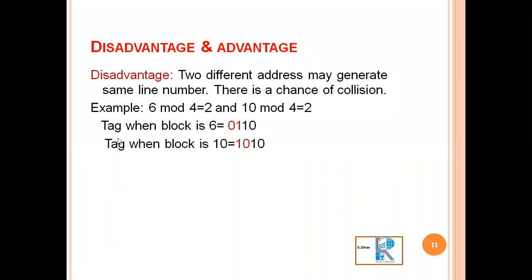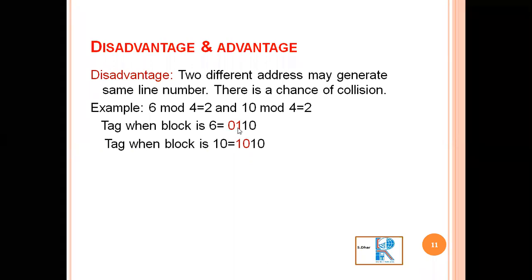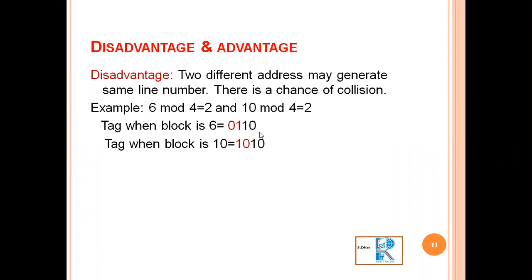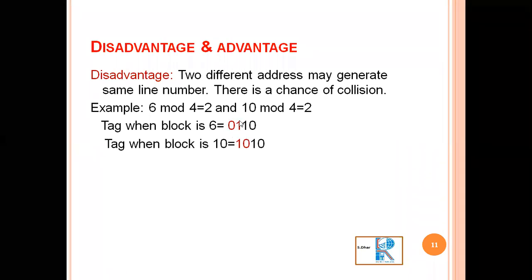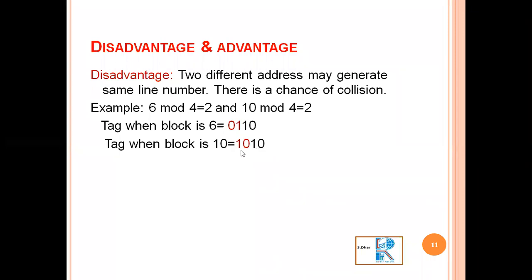See here, when the block is 6, the tag field is 0 1. Clear? Suppose there are 4 bits there, tag field is 0 1 because 1 0 is 2. But here see the tag field, here there are 10, tag field is 1 0. Tag fields are different but line address is the same. That is the problem. Clear?